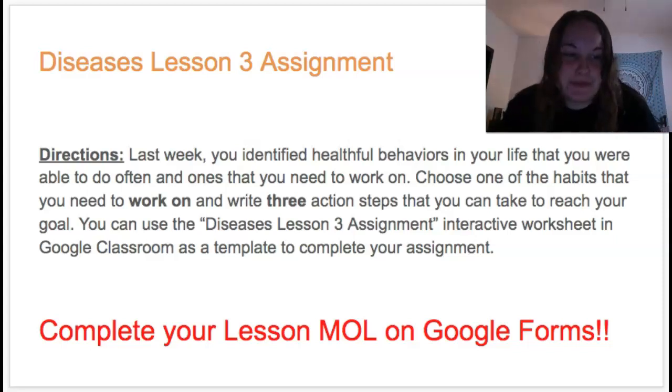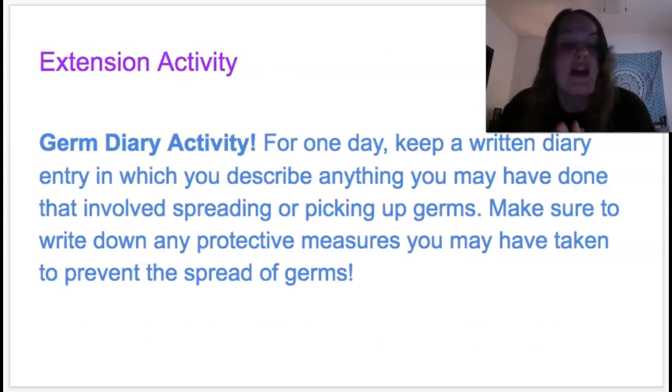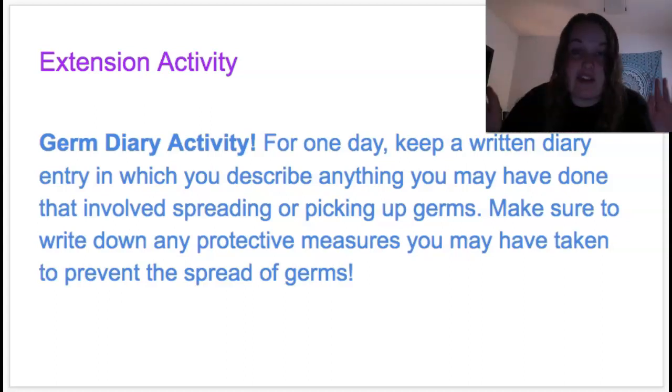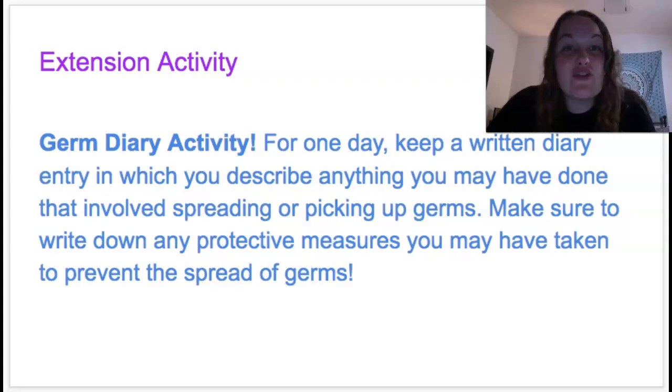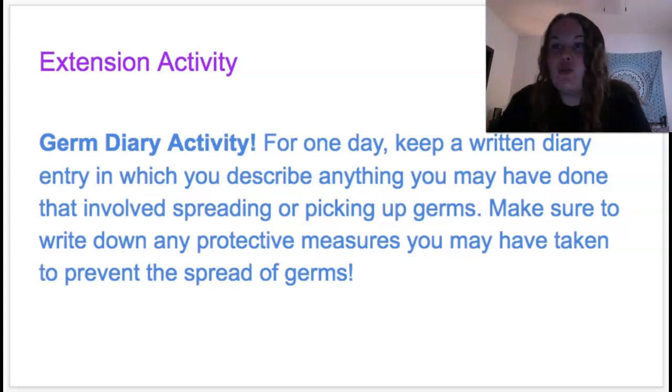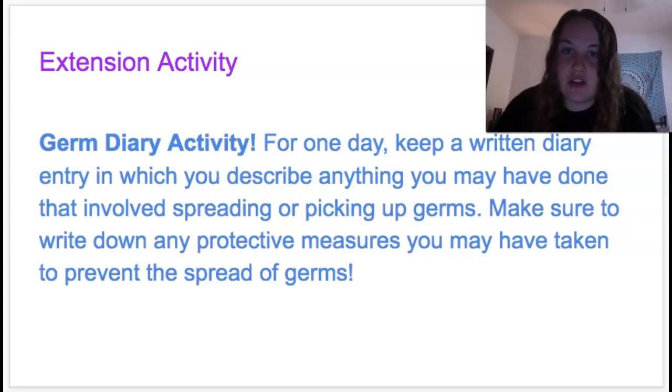to achieve that goal. Now, your extension activity. This one is kind of cool. So this is called a germ diary. So for one day, just one day, keep a written diary entry in which you describe anything you may have done that involved spreading or picking up germs. Make sure you write down any protective measures you may have taken to prevent the spread of germs. So think about everything you've touched or eaten, and then think about, did you wash your hands? Did you use any cleaning supplies? Think about all those things as you write down in your germ diary.